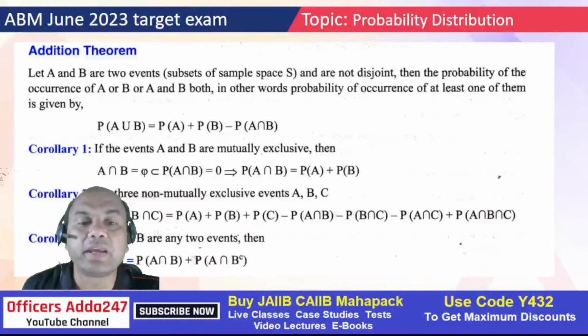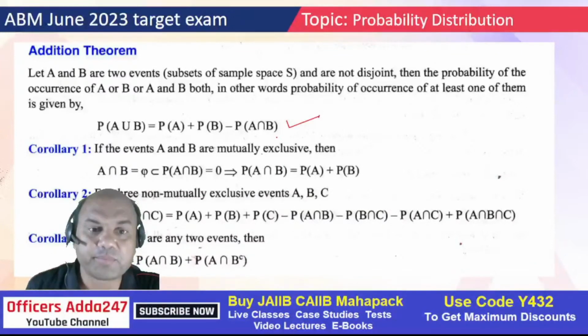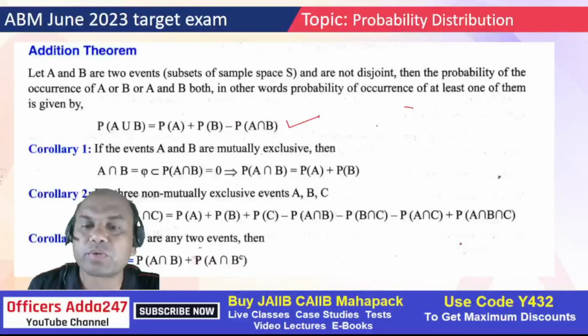Okay, so these are the 3 main corollaries. This is the basic formula which comes in the exam. Follow this toto. Toto means till the end. All the 3 steps, 3 corollaries you need to know. You need to know the basic formula.